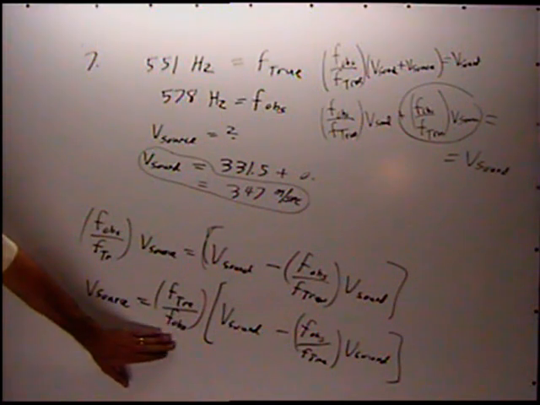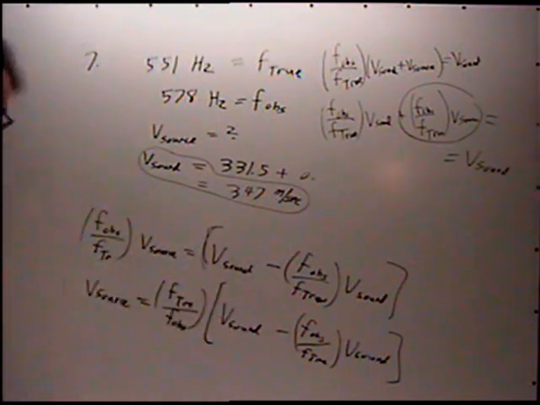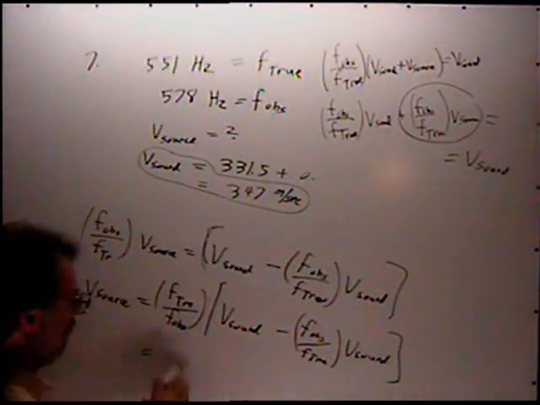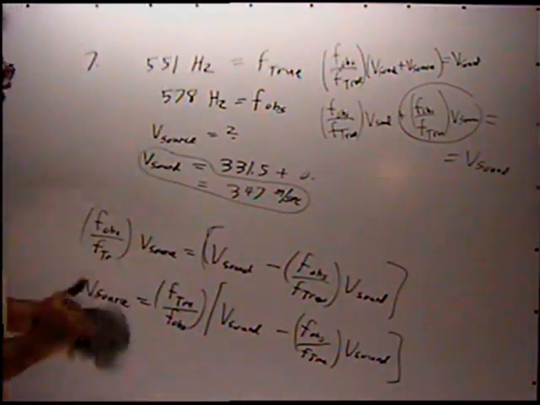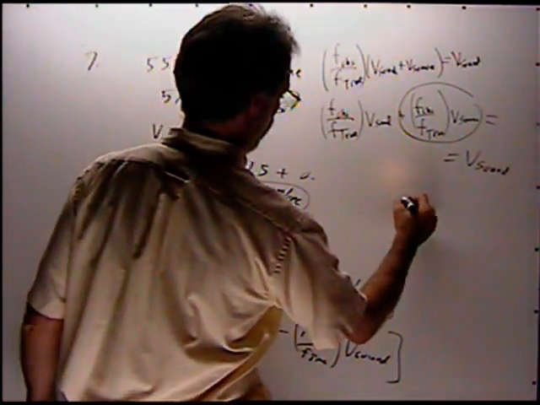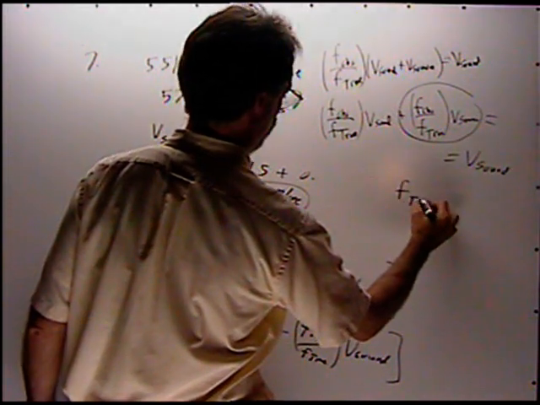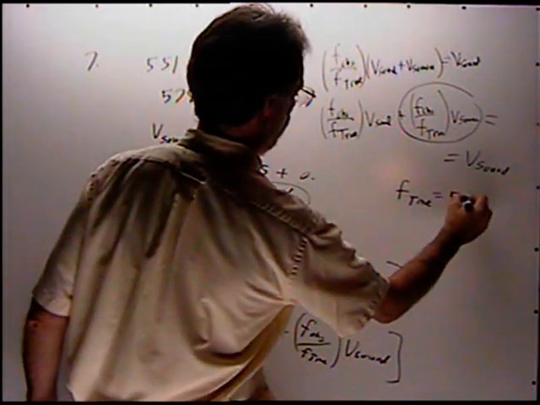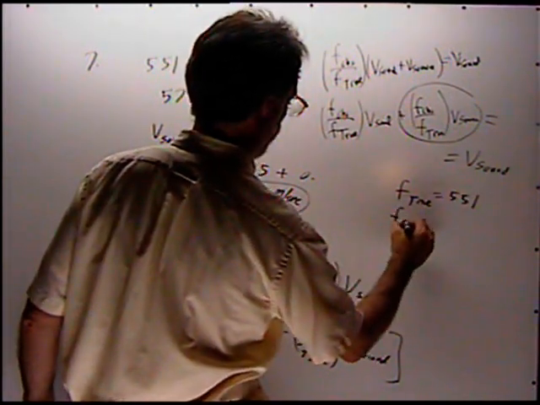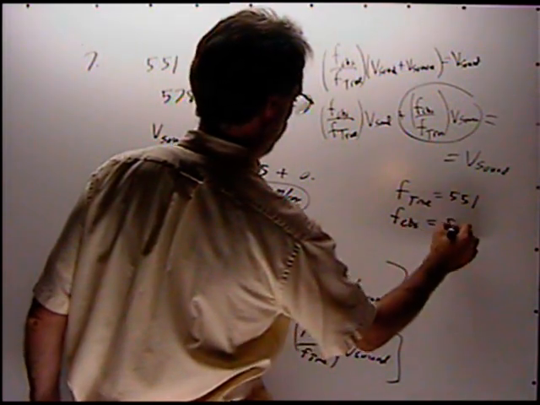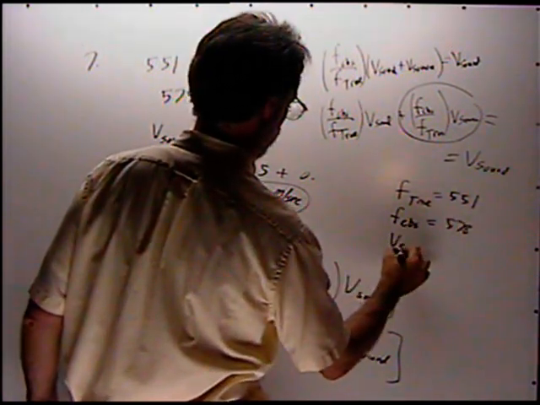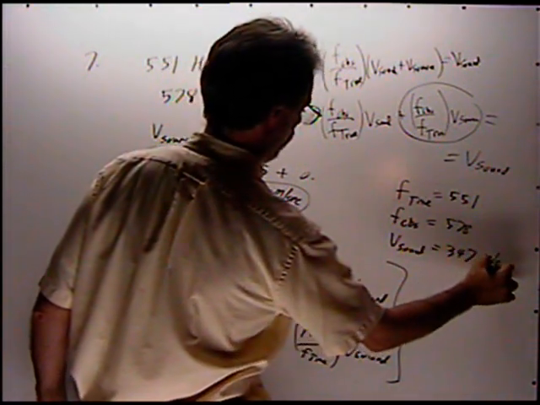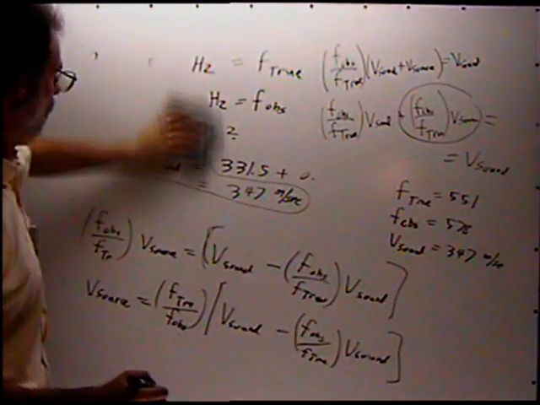What I'm going to do here is multiply through. Can you all see down here? Maybe I should write that up here. Let me write this off to the side. F true equals 551, F observed equals 578, and V sound equals 347 meters per second. Now I'm going to erase this just because I need the space.